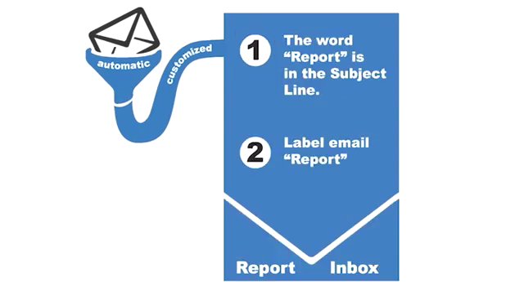For example, based on the filter's criteria, a label can be automatically applied to any new incoming email. The label report can be automatically added to any email with the word report in the subject line, all before even clicking on the email. Now let's take a look at how filters work.